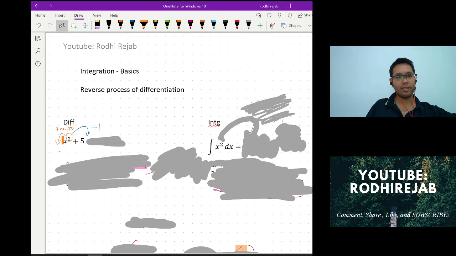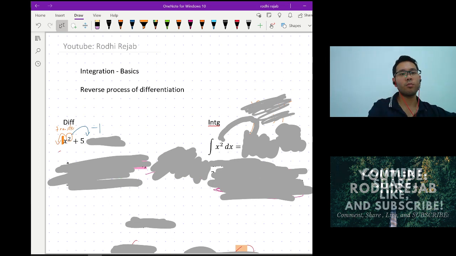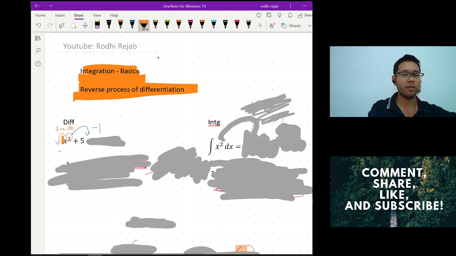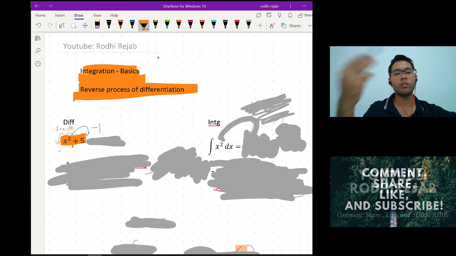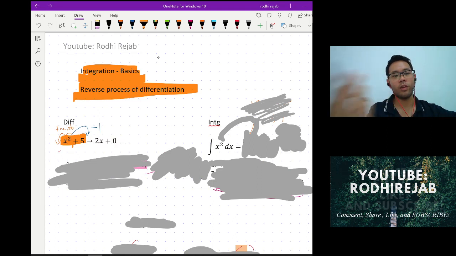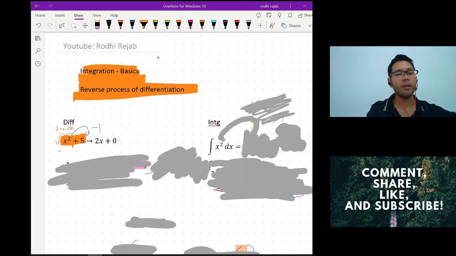All right, so let's start with the integration basics. We know that integration is a reverse process of differentiation. That's the most basic of all. So if I give you something as simple as, let's say, x squared plus 5, and I want to differentiate it, firstly we take the power 2, transfer it to the front, and then minus 1. So we get ourselves 2x plus 0, because 5 differentiated gives 0, a constant.